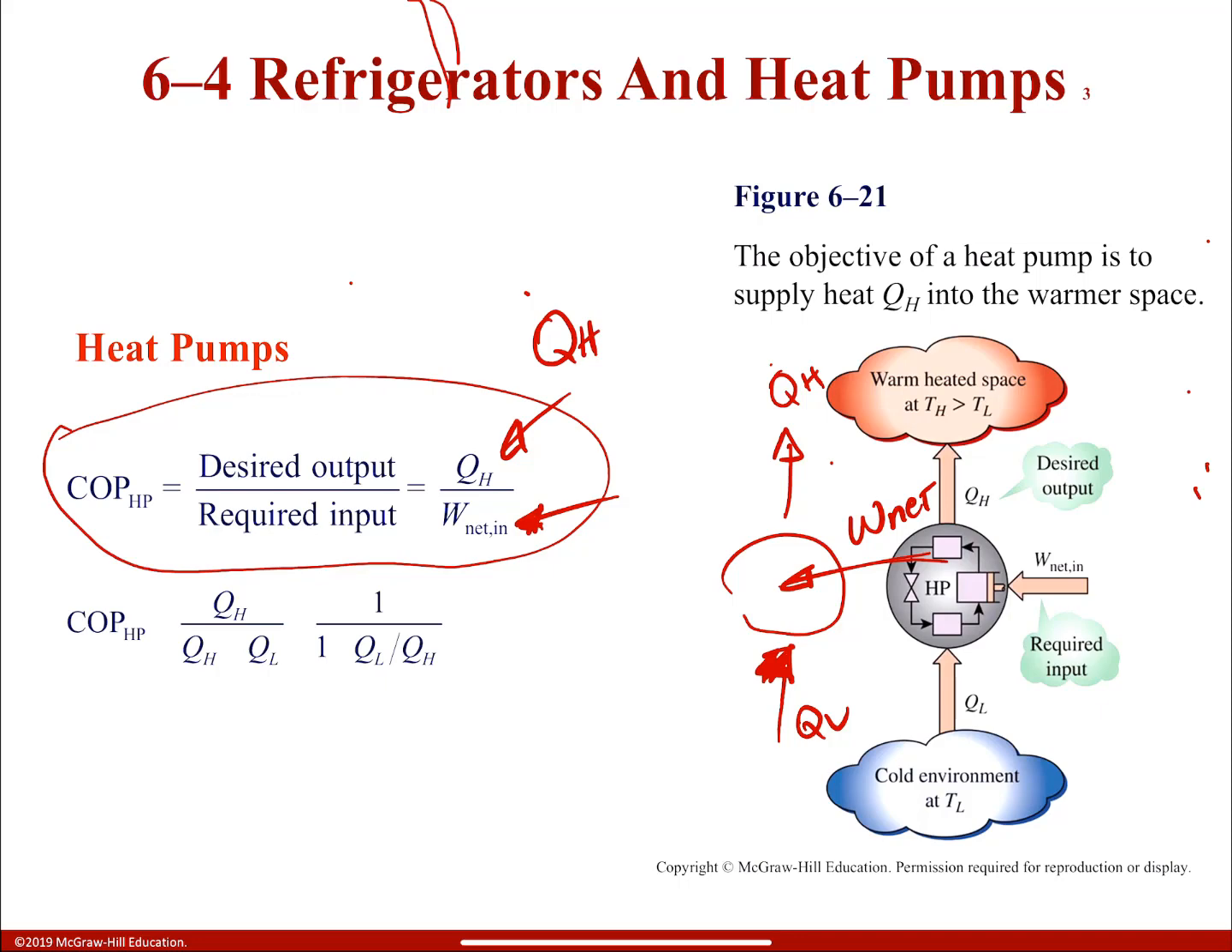So the first one told you that there's no way that you will get some energy from a source and produce all that energy to work without wasting any heat. The second statement will tell you that there's no way that you will go from QL to QH without any external source of work.